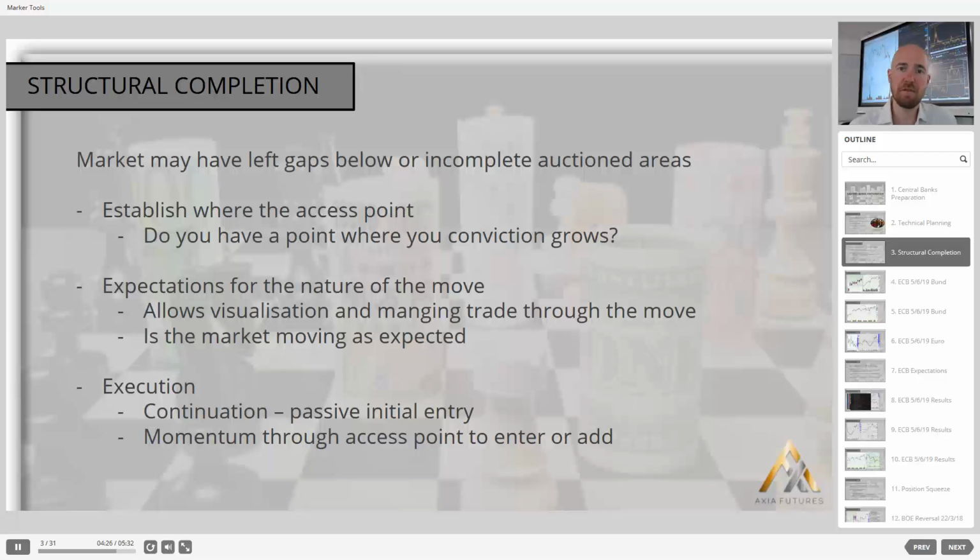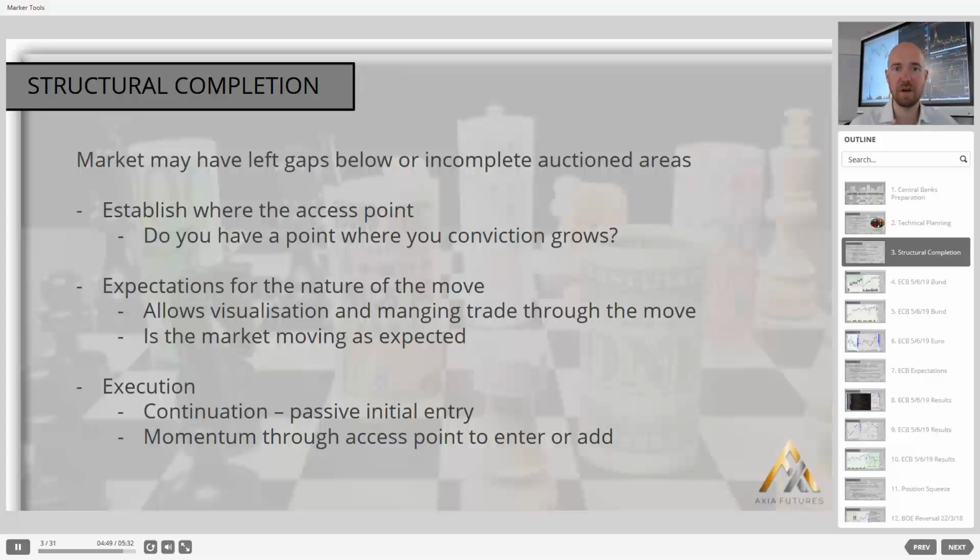So what we're going to have a look at is the ECB back in June. And this was a meeting that didn't give us a huge amount, but it did give us some nice technical setups. And that's the real key thing that we're looking for. And there was a structural trade, particularly in the bund, that we'll look at, that gave you a very clean opportunity after the press conference.